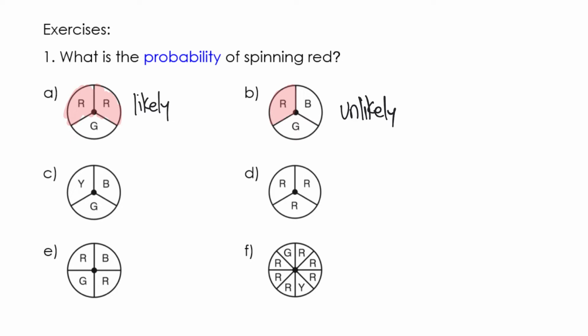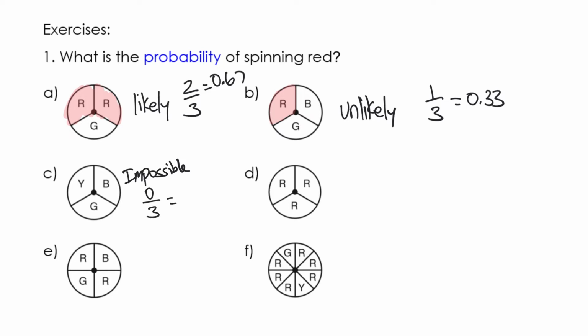So back to the first one, you have 2 over 3 for red. Here it's 1 over 3. And if you were to do the decimals, these are the answers you would get. I know it doesn't say to do this, but I'm just going to do it anyways. Here on C, there is no red, so it's impossible. And why is it impossible? Well, 0 out of 3 is red, and when you divide 0 by 3, you get 0.